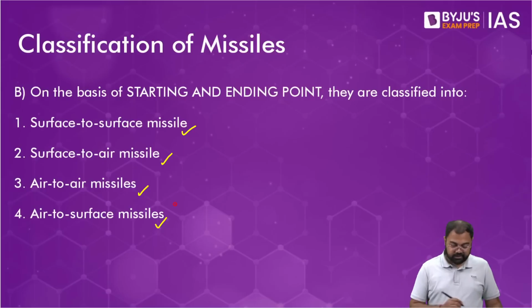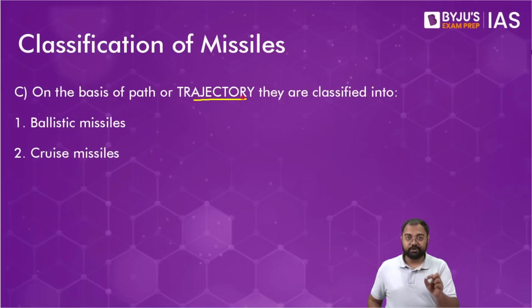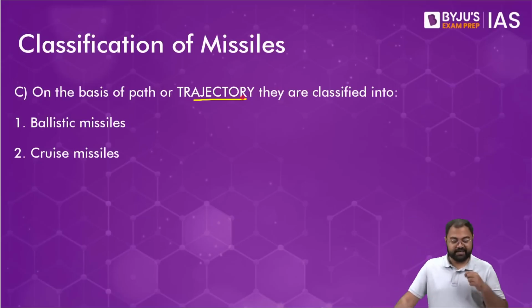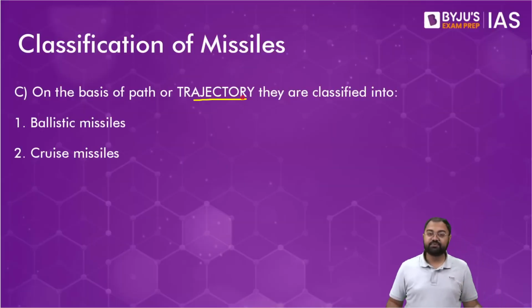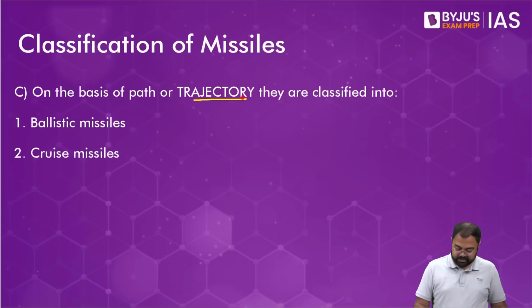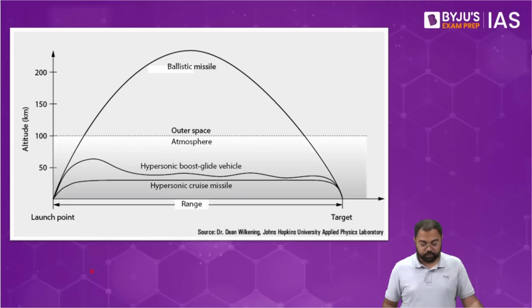Then on the basis of trajectory. Now this is the most important classification. The most important classification of a missile is on the basis of the trajectory. What kind of trajectory do they take? On that basis we have ballistic and cruise missiles. So just try to understand first, what do we mean by a ballistic missile versus a cruise missile.